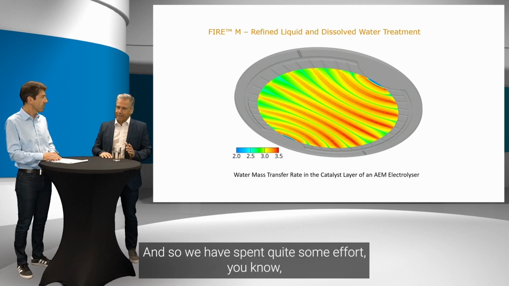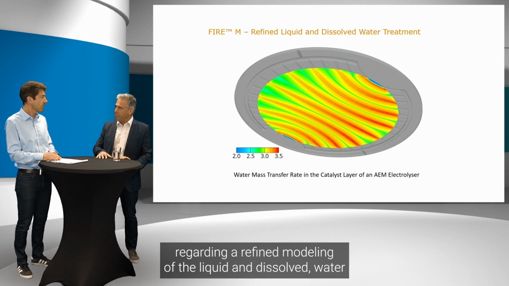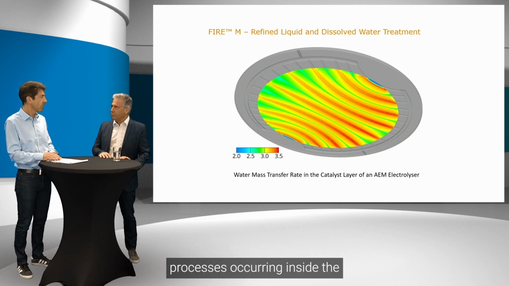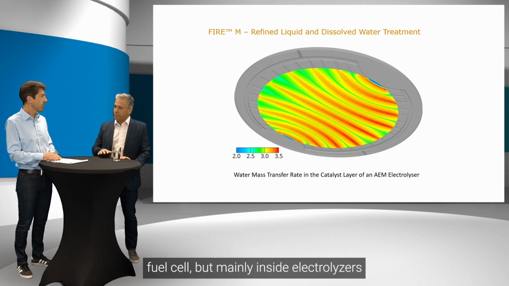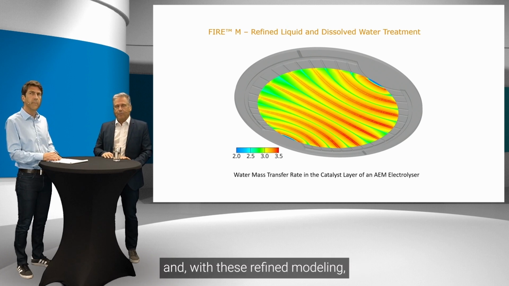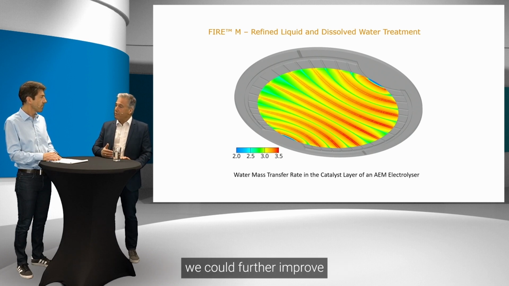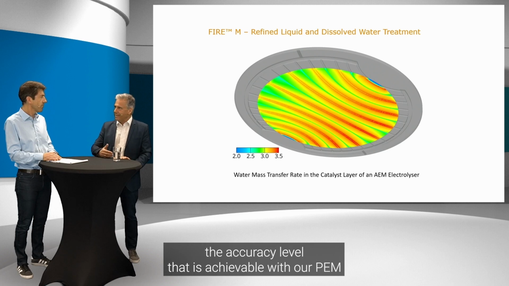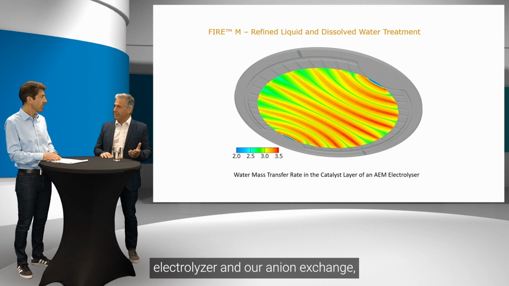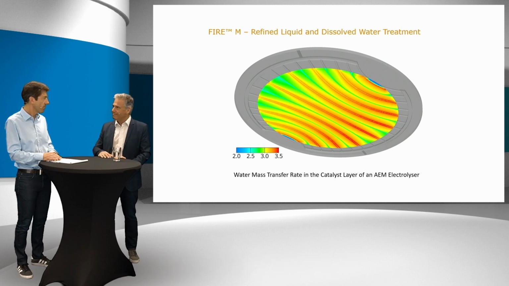And so we have spent quite some effort regarding a refined modeling of the liquid and dissolved water processes occurring inside a fuel cell, but mainly inside electrolyzers. And with this refined modeling, we could further improve the accuracy level that is achievable with our PEM electrolyzer and our anion exchange membrane electrolyzer models.